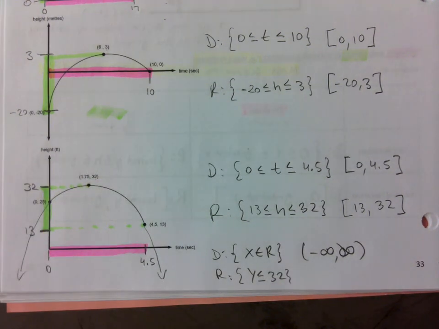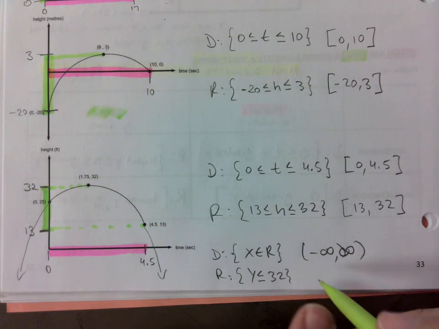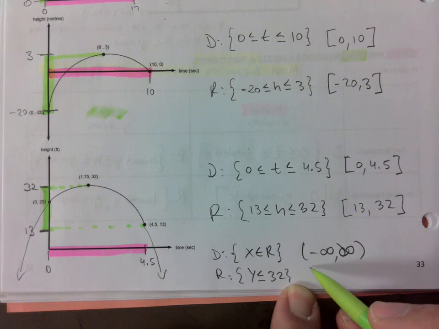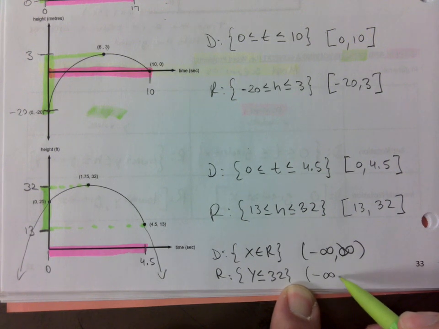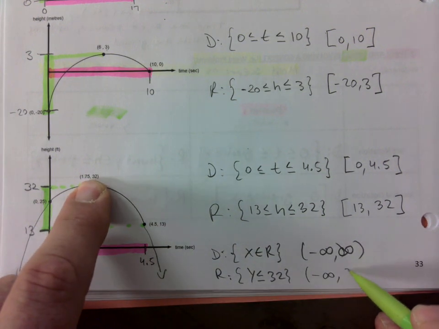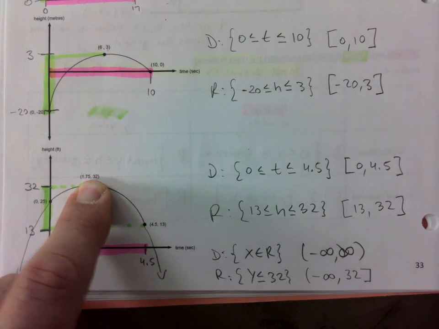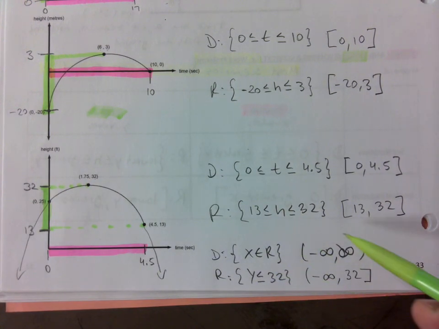And then the range would be, in this case, y is less than or equal to 32. That's it. That's your range. Just keep going down indefinitely. And here it would be negative infinity all the way to the highest point, which is 32, square bracket, right? So that's what we did before.